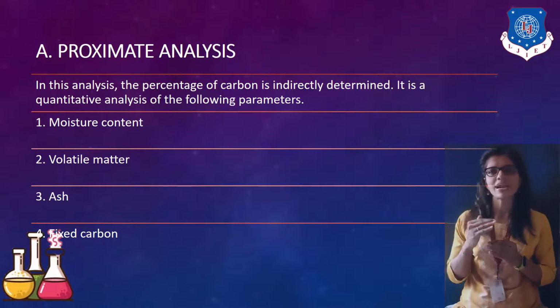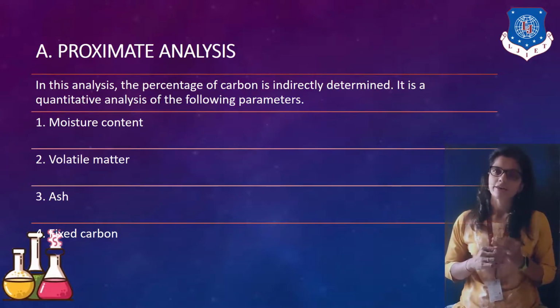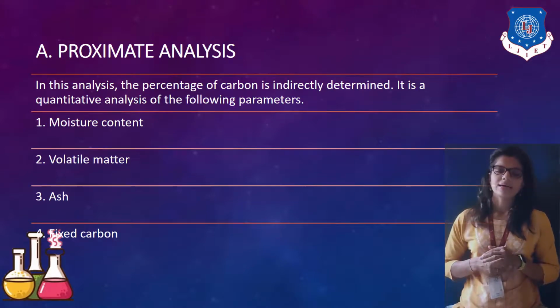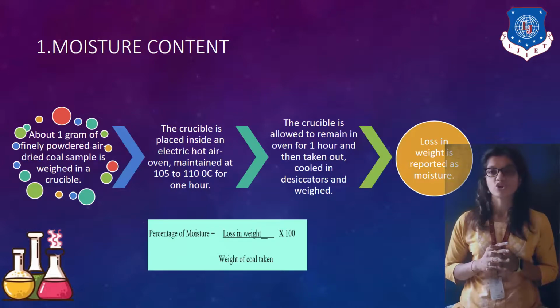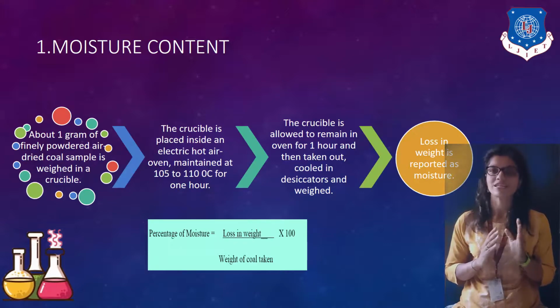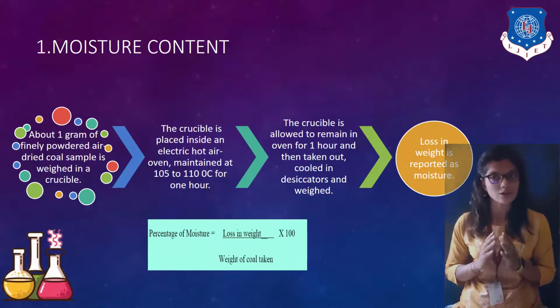These are the four criteria depending upon which we can analyze any kind of coal and the percentage of carbon present in that particular fuel. Here we will take a look at them one by one. Let's move ahead to the first one, which is moisture content. Moisture content can be determined through a particular process with different steps. First let's look at the steps, and afterwards its calculation.